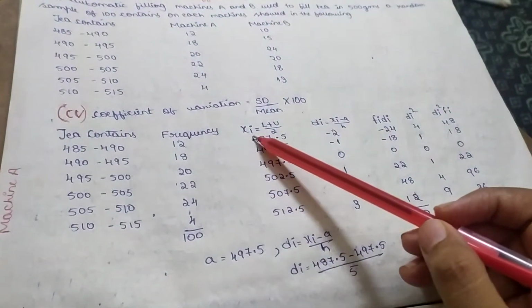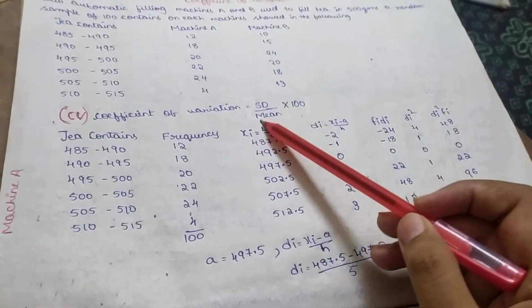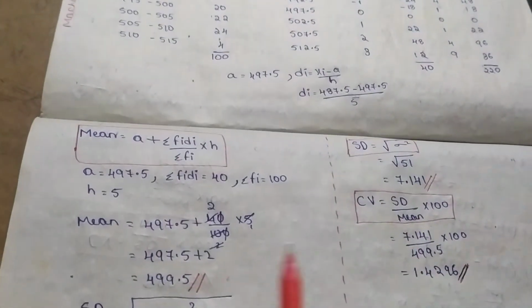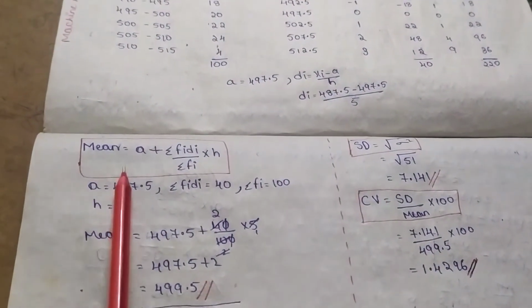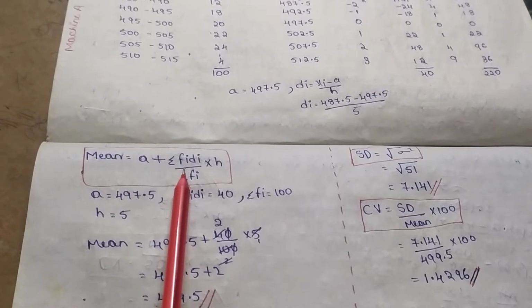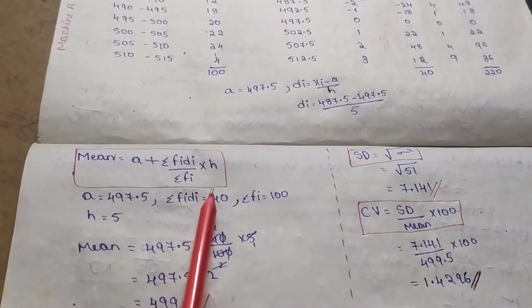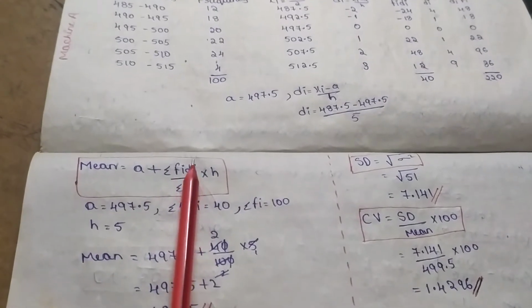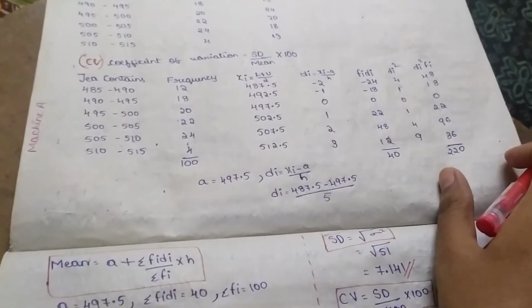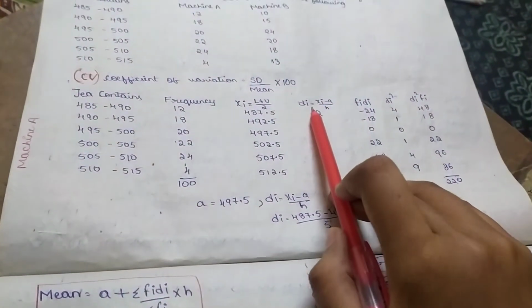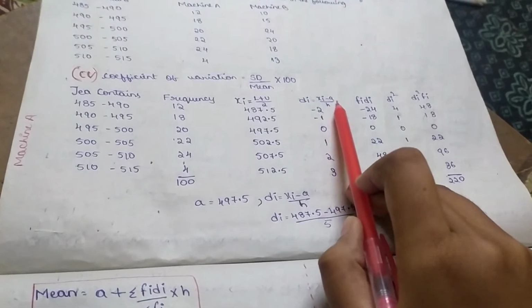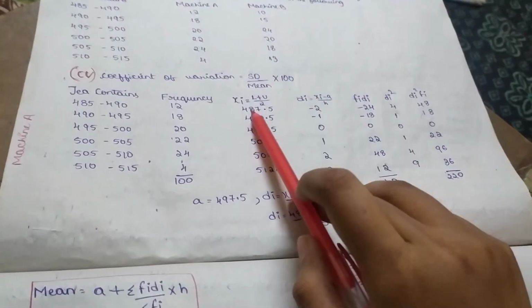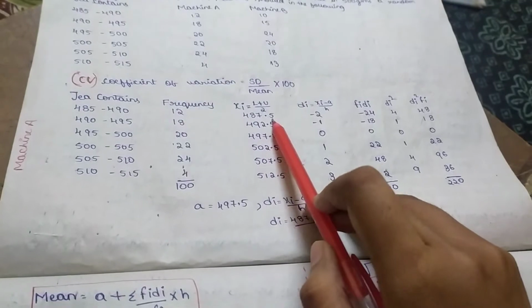So we have to find the xi, because the formulas for SD and mean contain it. For the mean, the formula is A plus summation of fi di by summation of fi, into h. So di is there in this formula, so we have to add the column di. Di means xi minus A by h. Here xi means these values: 487.5, and so on.